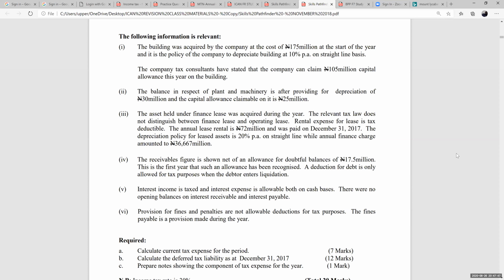The company, if you can't see it clearly, let me read it. Okay, let another person read it if you can see it clearly.